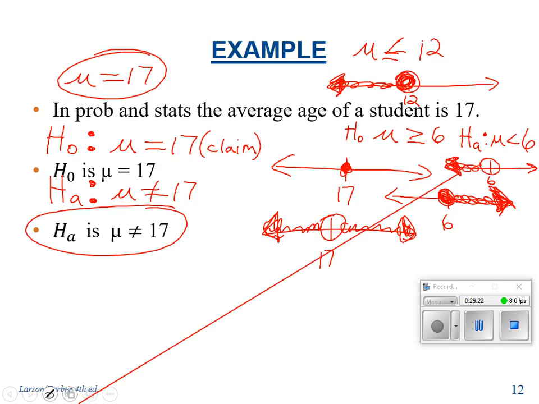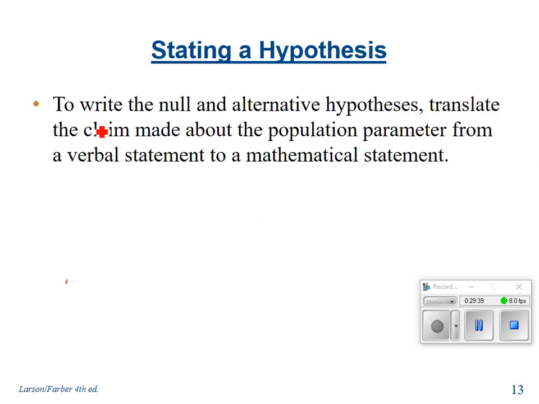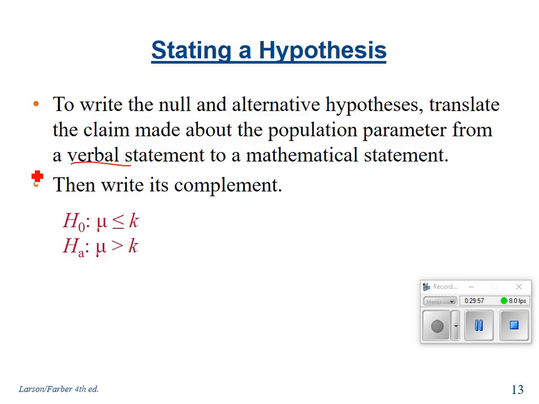So looking at these two graphs, do they include the whole number line? Yeah. So whatever this one doesn't have, this one has. There's no empty spaces there, so everything's got to fall in there somewhere. To write null and alternative hypothesis, translate the claim made about the population parameter. You're going to translate it from words into a mathematical statement, like we just did. Then write its complement. That's what we were just doing.